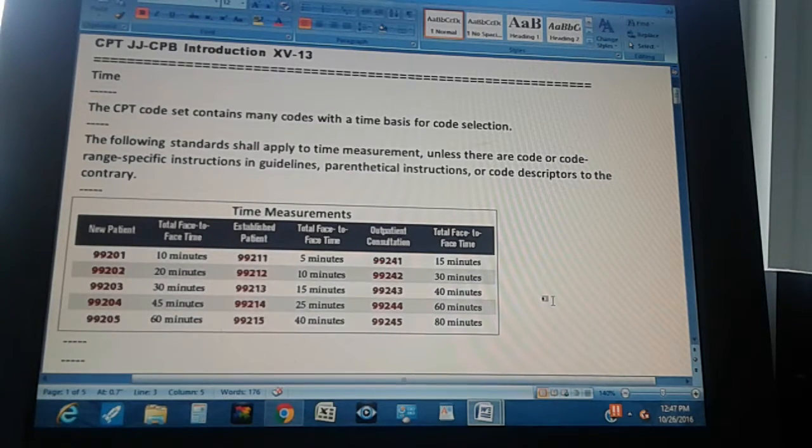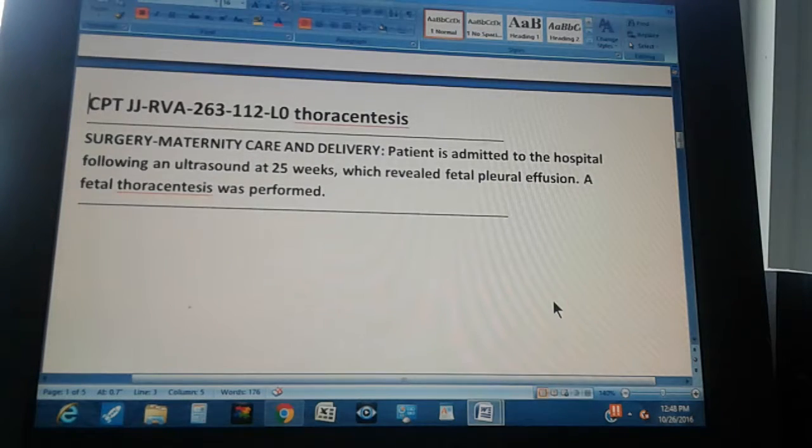Okay, that's our theory for today. Now we're going to do problems. So ready, set, go. CPT JJ-RVA, page 263, exercise 112, and this is a level 0 exercise. What does level 0 mean? That is very easy. So the title of the exercise is?